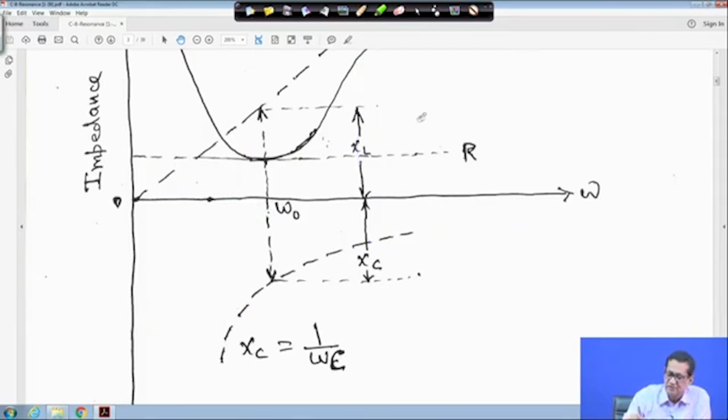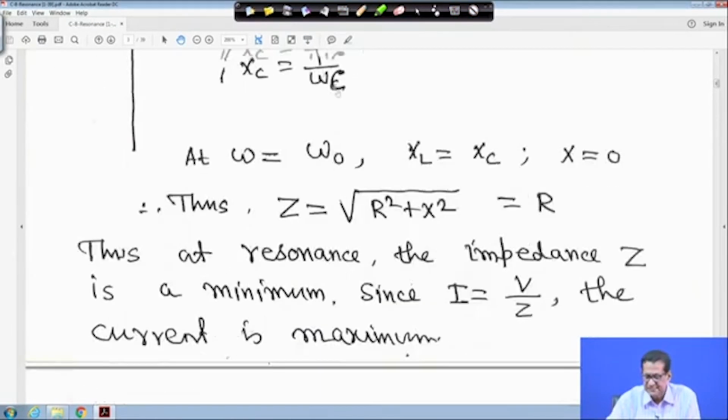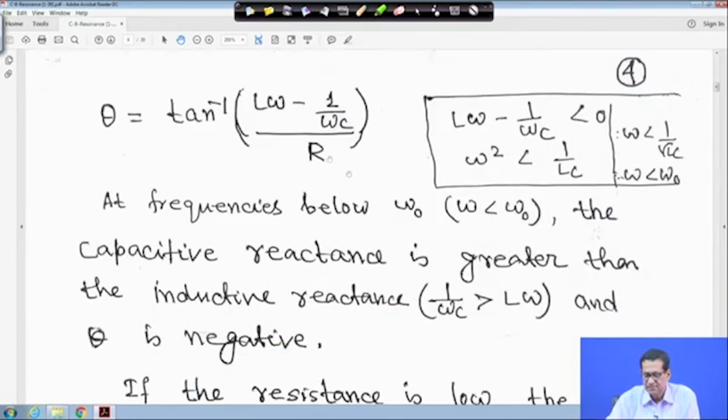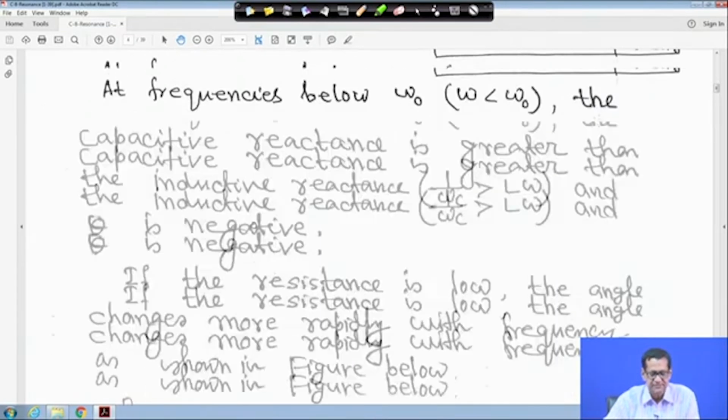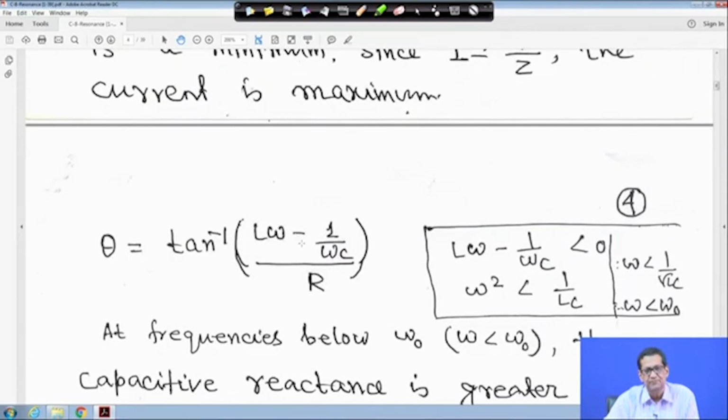If you take any value from here, you will find XL greater than XC. That is why, in this case, if omega is less than omega 0, it means L omega minus 1 upon omega C is less than 0, that is 1 upon omega C is greater than L omega, that is XC is greater than L omega. So, from this condition we get omega less than 1 upon root over LC, that is omega less than omega 0. So, for all frequencies below omega 0, the capacitive reactance is greater than the inductive reactance, and therefore theta is negative.